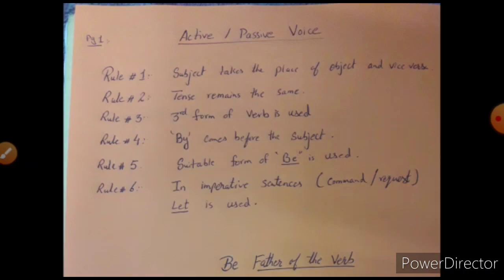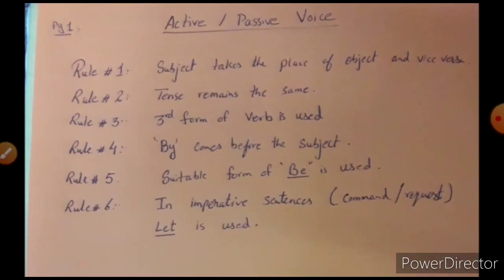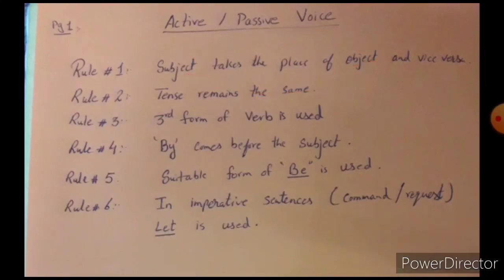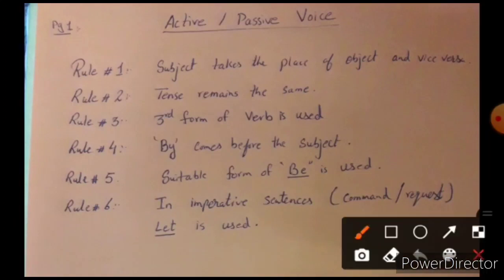The first rule that we have over here is that the subject takes the place of the object and vice versa. What does it mean basically when you are changing an active voice into a passive voice? The subject changes its place and takes the position of an object, and the object, on the other hand, takes the position of a subject. That is the first rule.